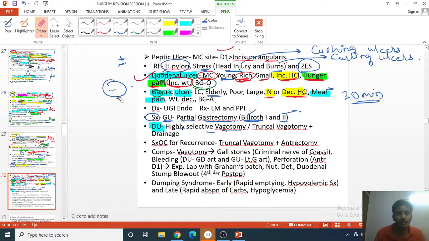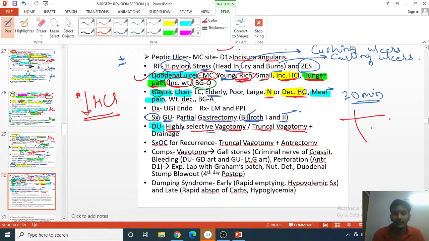So you will perform a vagotomy, because of which HCl secretion will decrease, and if HCl secretion decreases, it will prevent the ulcer from developing further. Okay, so remember you will perform a highly selective vagotomy, or you can perform a truncal vagotomy. The trunk of the vagus, just cut that. Truncal vagotomy can be performed along with a drainage operation.